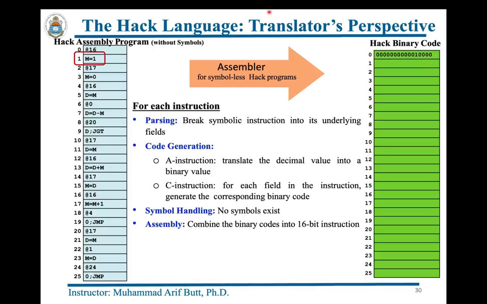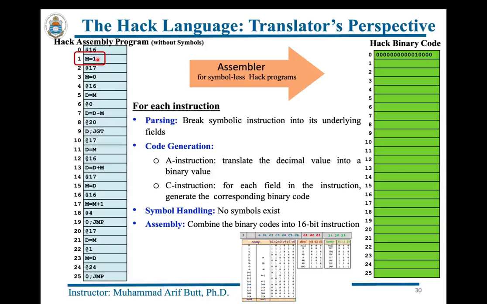Okay, now let me translate this second instruction, that is M=1. We need to parse it. So we have two components, M= and 1. So we know this is a C instruction, and we know very well how to populate the 5 different fields of this instruction given this table. So this is how this is converted.